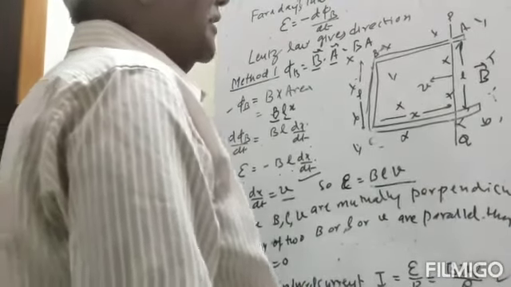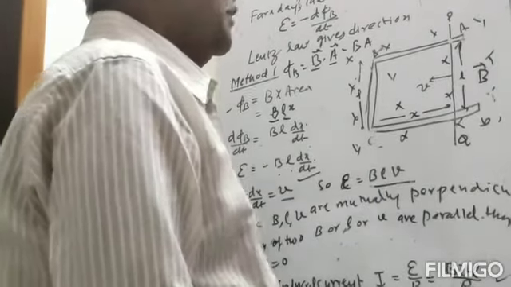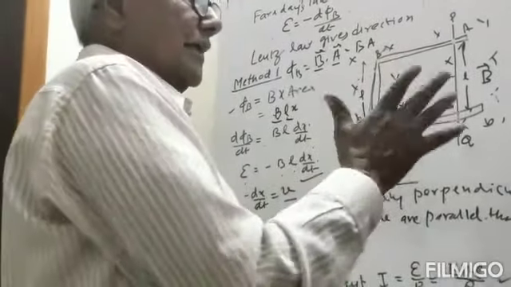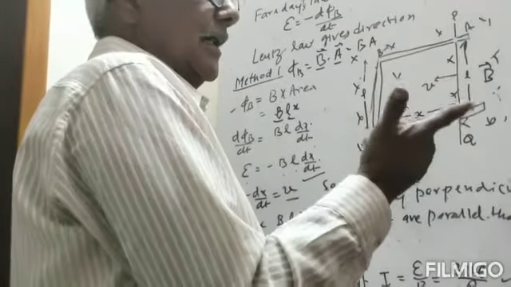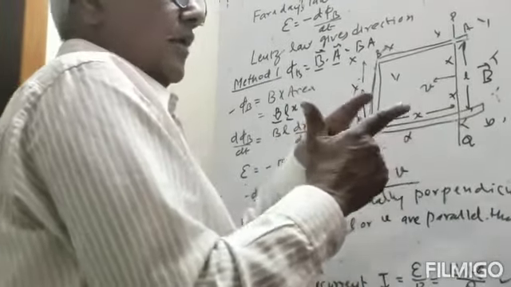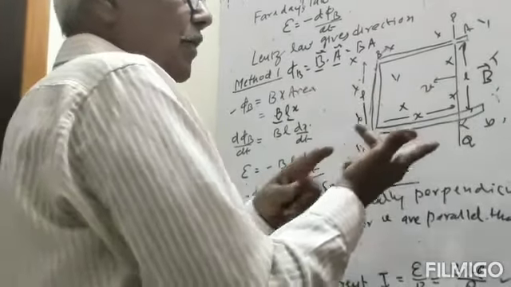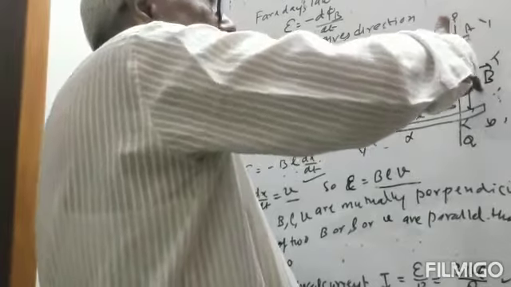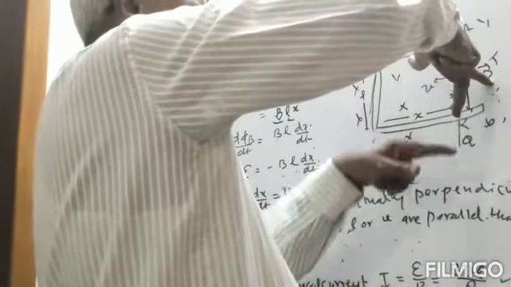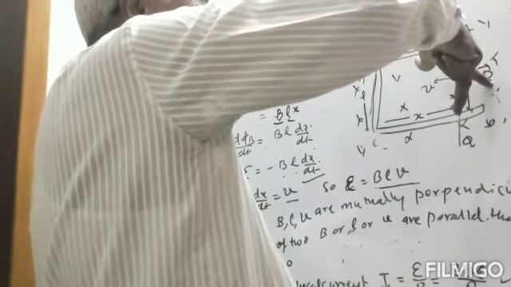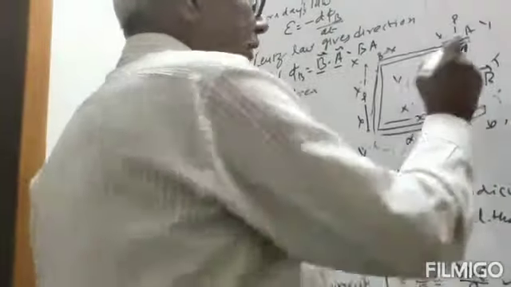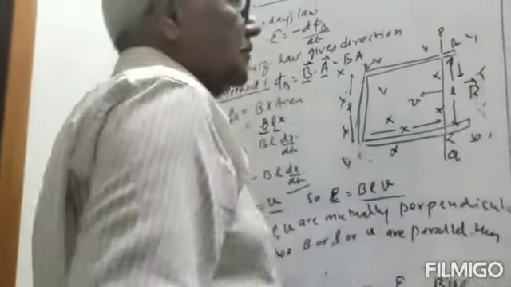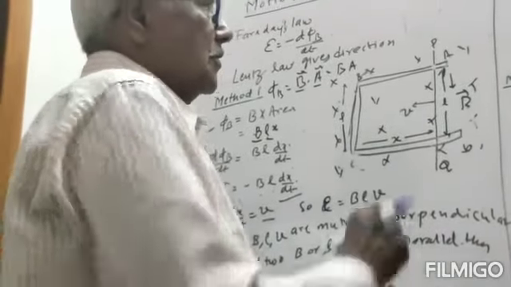Now, the direction of induced current can be found by Fleming's right hand rule. This is Fleming's right hand rule. So we have the thumb, forefinger and central finger mutually perpendicular to one another. If the forefinger represents the direction of magnetic field, and the thumb represents the direction of velocity, then the central finger will represent the current. So here the induced current will be from P to Q.